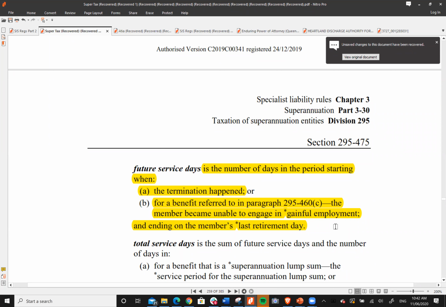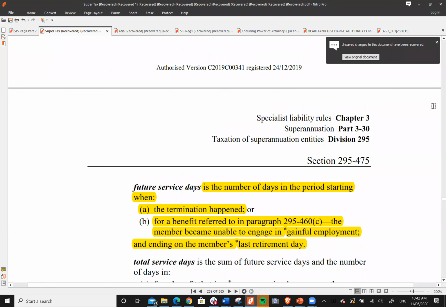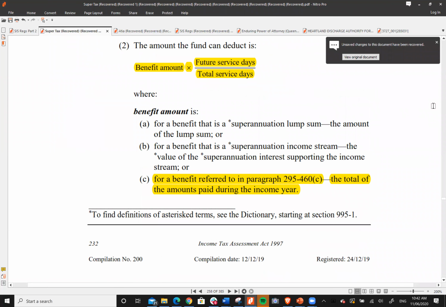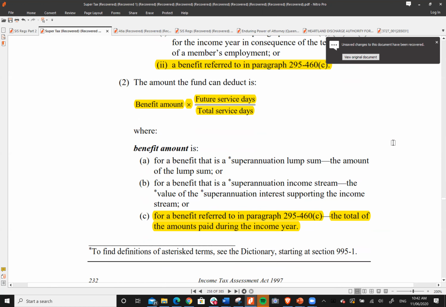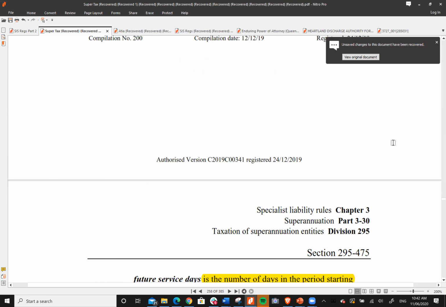So it's effectively 43 days, 43 years. Now, ideally, we would turn that into days, but I'm just going to give you a generality from that. So that's my top of the line, and it's not too bad. As you can see there, if it was someone such as myself who's over age 60, my future service days are very low. So the tax deduction would be fairly minimal.